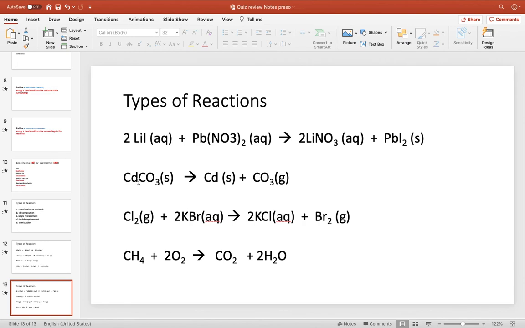CD and CO3 are together, and then CD and CO3 break apart. That's decomposition. Cl is by itself. K is with Br. K switches with, K goes with Cl, and then Br goes by itself. That is a single replacement. And this last one, CO2 and H2O are the only thing that is in the product, so that is combustion.